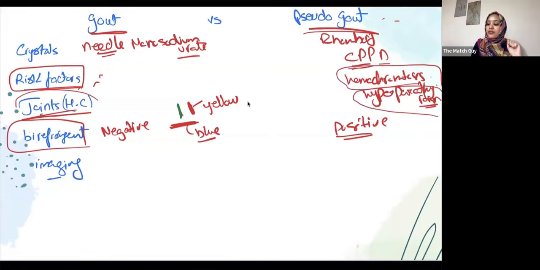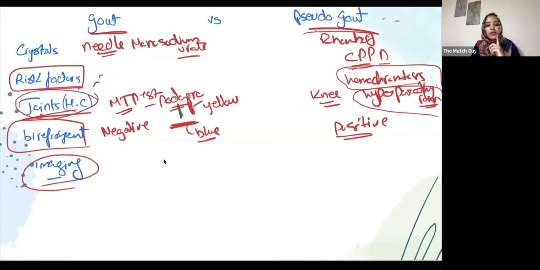So what about the joints? The most commonly affected joint for gout is what? Very good. Okay. The metatarsophalangeal joint, which is the first one, which is also called podagra. Very good. What about pseudogout, which is the most commonly affected joint? Knee. Nicely done, you guys. What about imaging? What are we going to see? That's more specific to it.